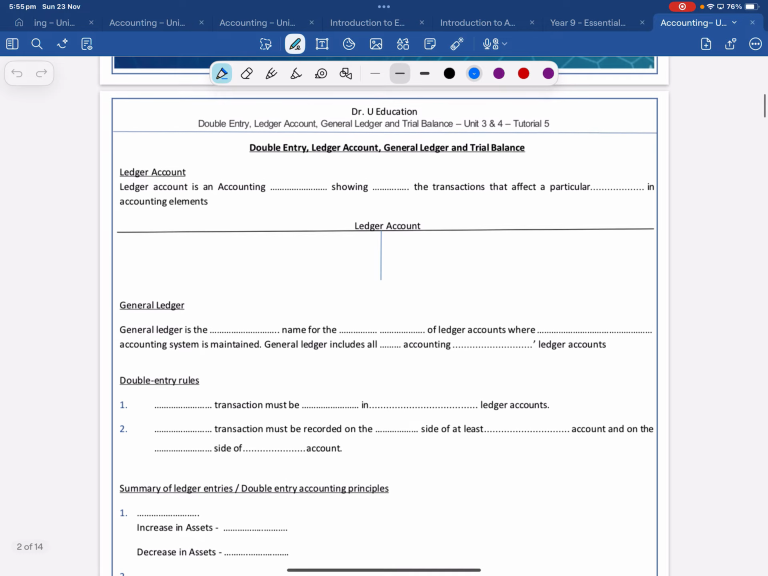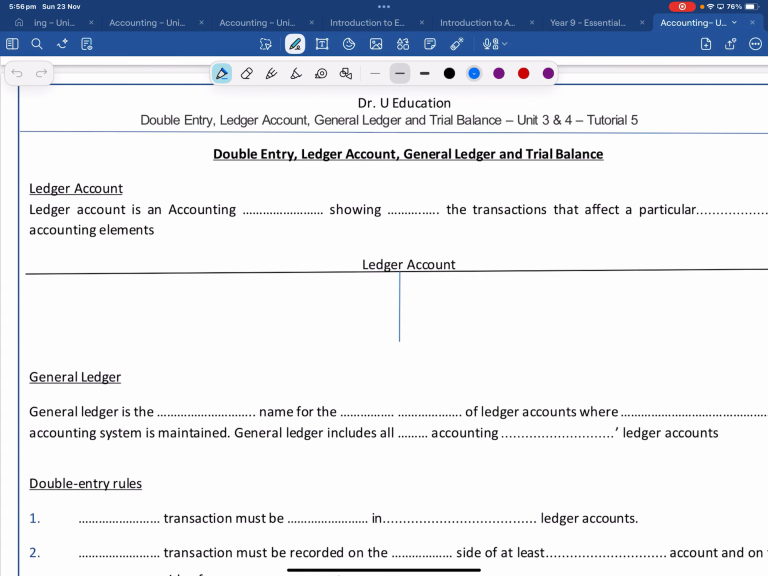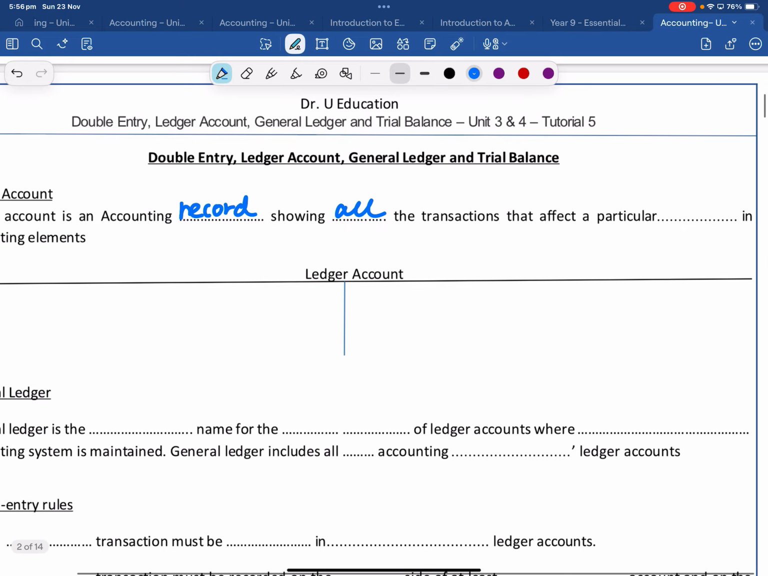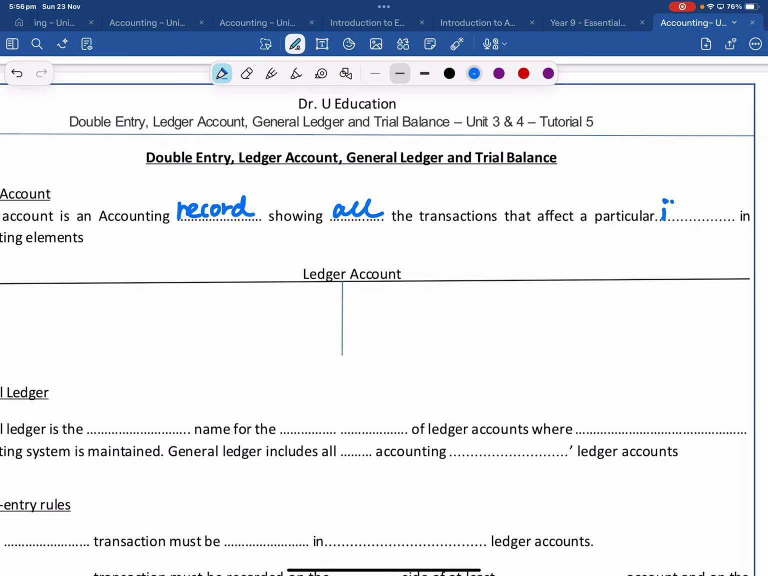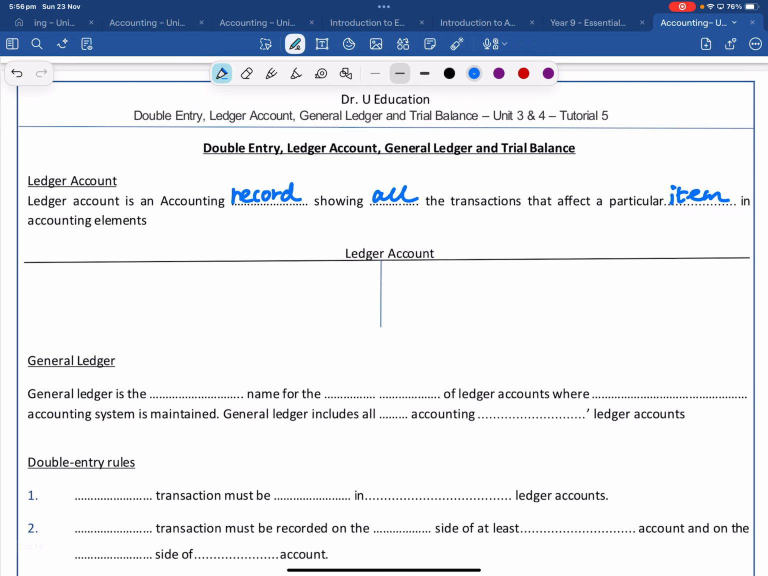Now, first we will write the note, guys. Ledger accounts. A ledger account is an accounting record showing all the transactions that affect a particular item in accounting elements. So what is a ledger account?